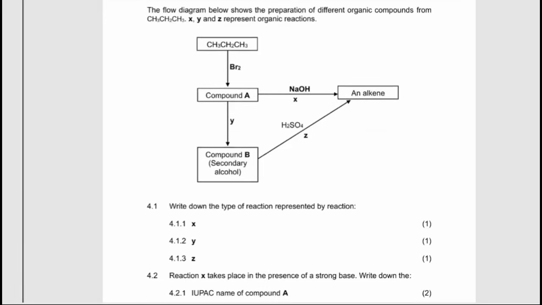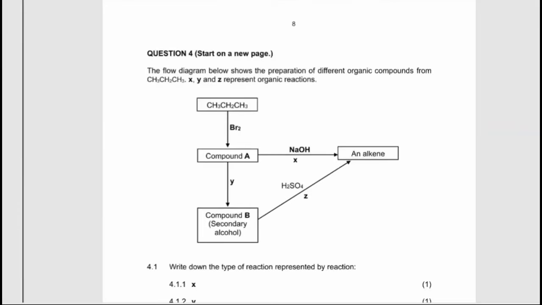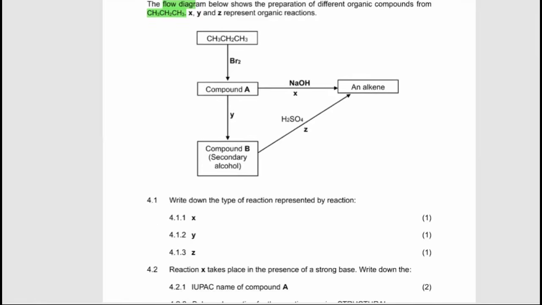Then we proceed to question number 4. So question number 4, they were given a flow diagram which shows the preparation of different organic compounds from this, the one that you're given there, CH3CH2CH3. Then X, Y, and Z represent the organic reactions there, right? So this is the flow diagram that we're given. Then it says write down the type of reaction represented by reaction X.